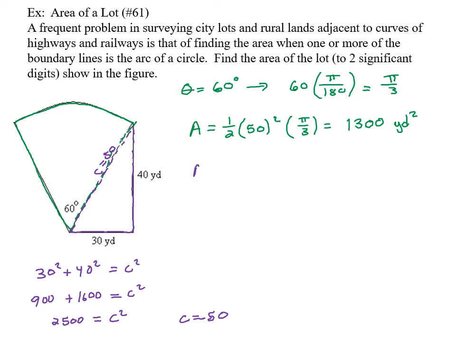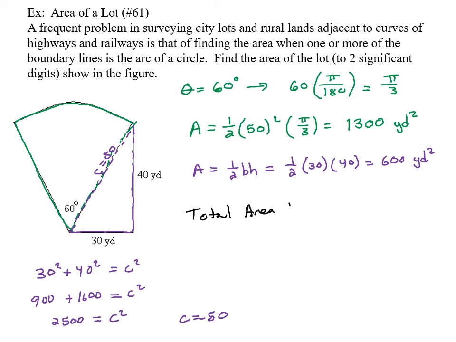I then need to find the area for the triangle, which you might remember is 1/2 base times height. My base is the 30. My height is the 40. So half of 40 is 20. 20 times 30 is 600. And so the total area is just add those together. Would be 1300 plus 600, which would be about 1900 square yards. And that would be my answer for that one. Hopefully that's not too terribly bad.